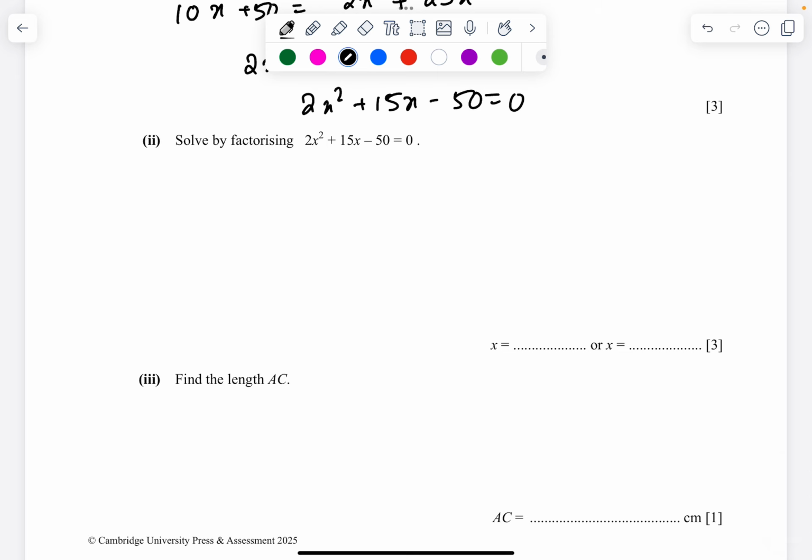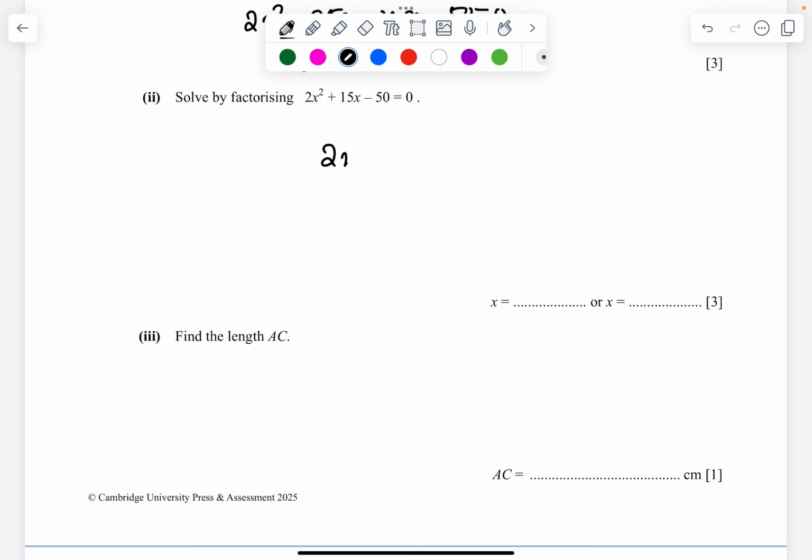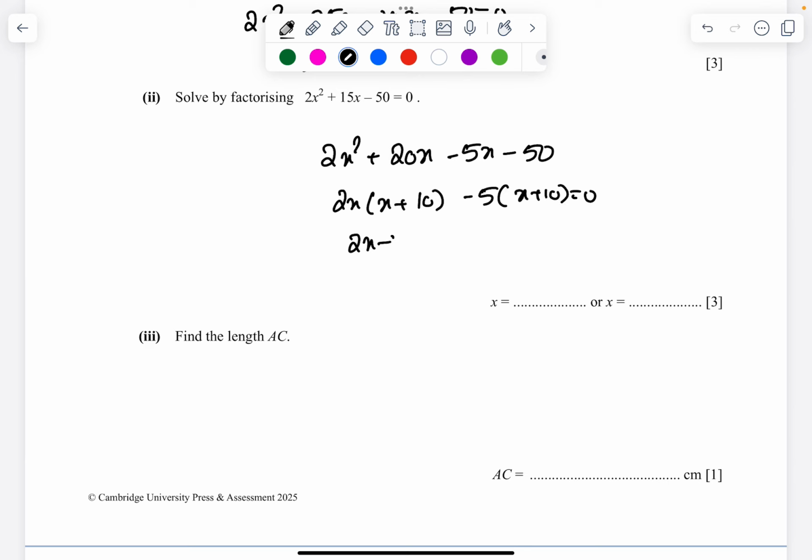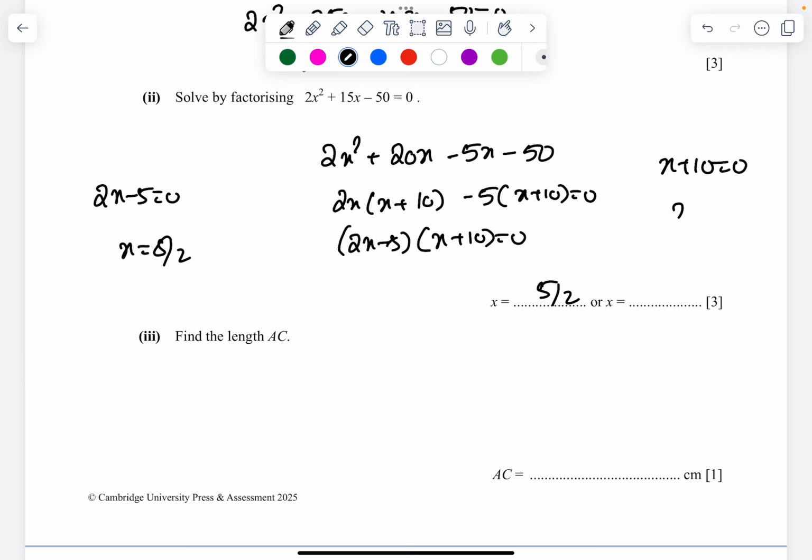Solve by factorizing. 2x square plus 20x minus 5x minus 50. So 2x common, x plus 10, minus 5 common, x plus 10 equals 0. So 2x minus 5 times x plus 10 equals 0. So 2x minus 5 equals 0, x equals 5 upon 2. x plus 10 equals 0, x equals negative 10.